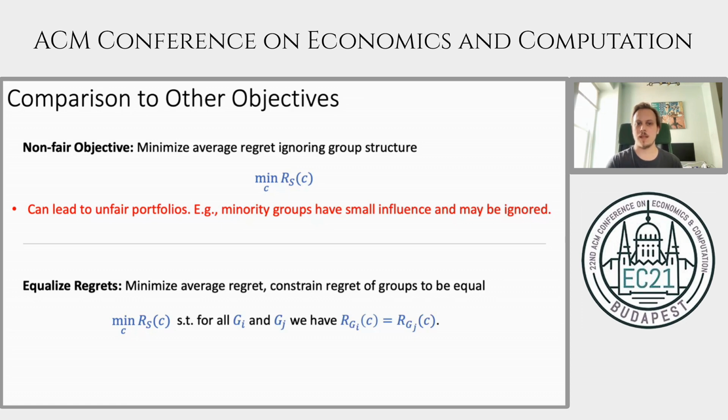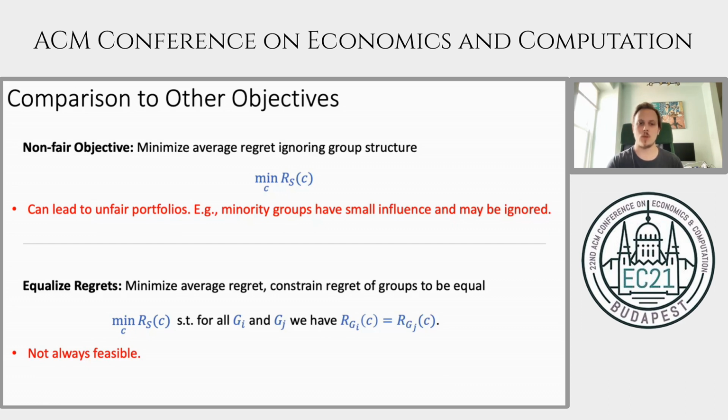The second objective that I think is worth comparing against is minimizing the average regret for the entire population, but subject to the constraint that any pair of groups has the same or nearly the same regret. But there are two reasons that we don't use this objective. The first one is that it turns out to be a little bit ill-defined. For many populations, it's impossible to actually achieve equal regret among the groups.